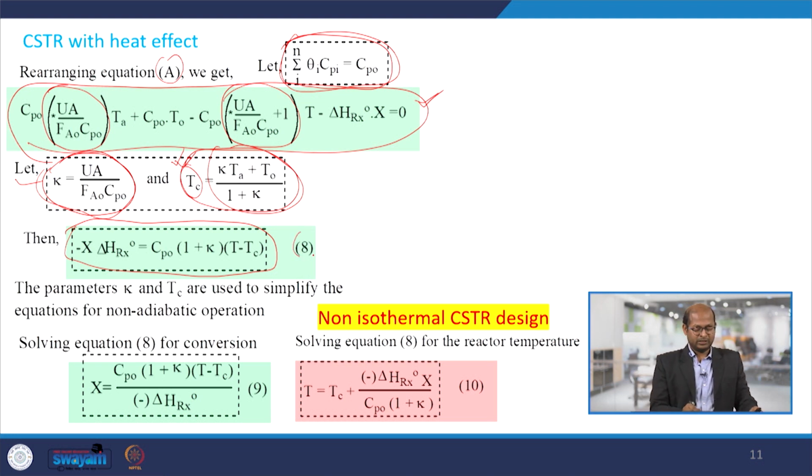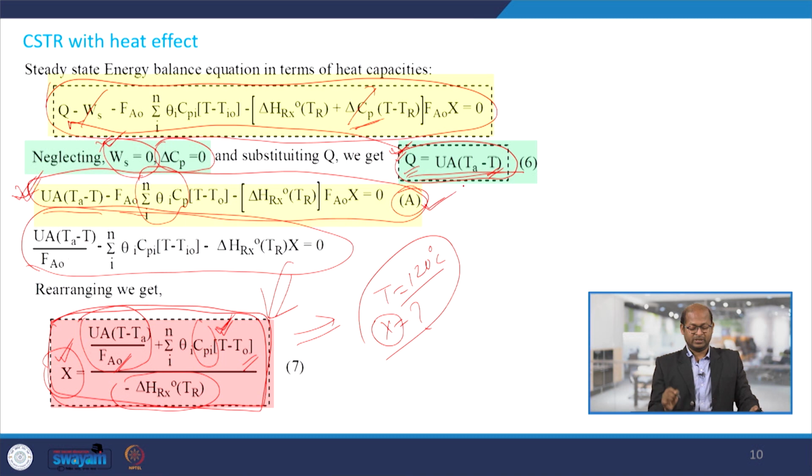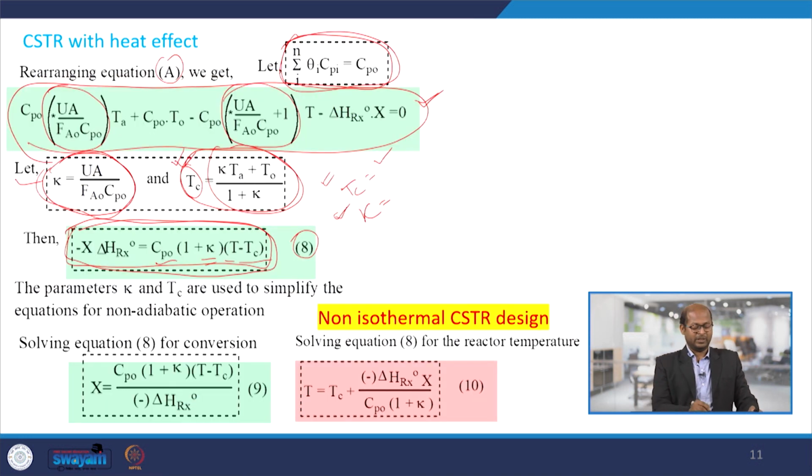Okay. So, then equation 8 would come. In equation 8, what we have written on the left hand side is x, and on the right hand side, Cp0 times (1 plus kappa) times (T minus Tc), over minus delta H of reaction. So, Tc is one parameter that is shown here, and kappa is another parameter. Basically the equation A that was there, we are expressing in terms of kappa and Tc. What are kappa and Tc?